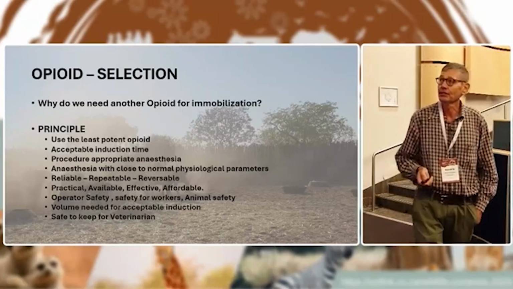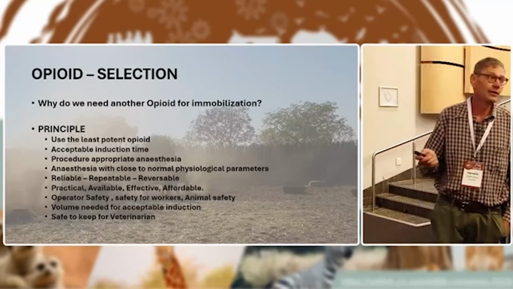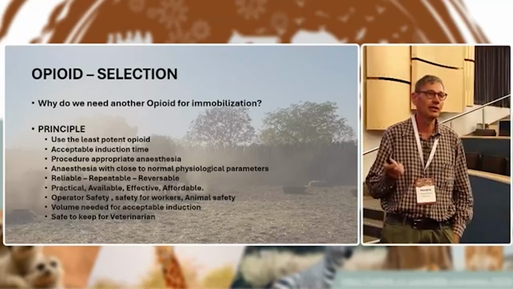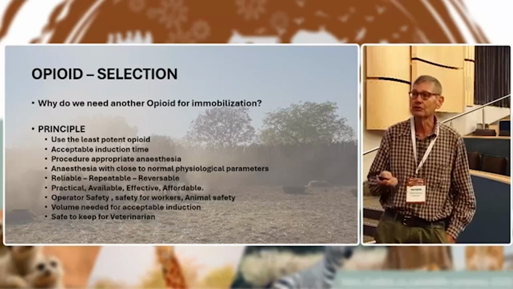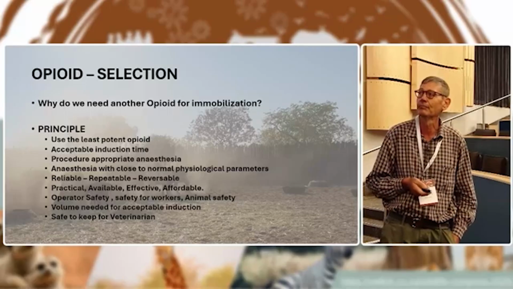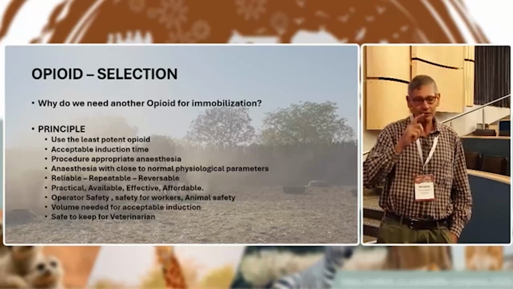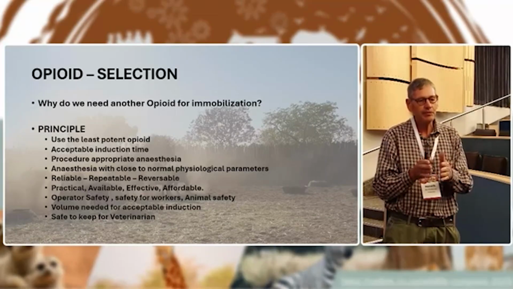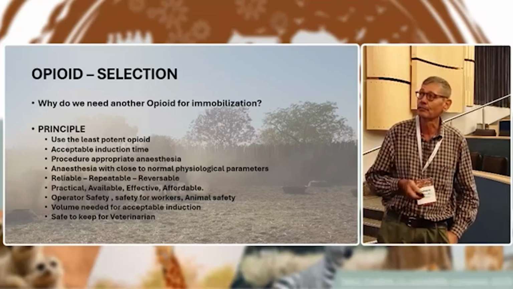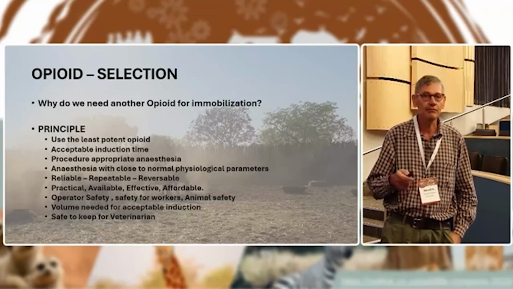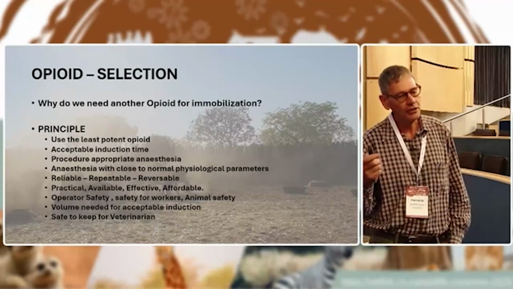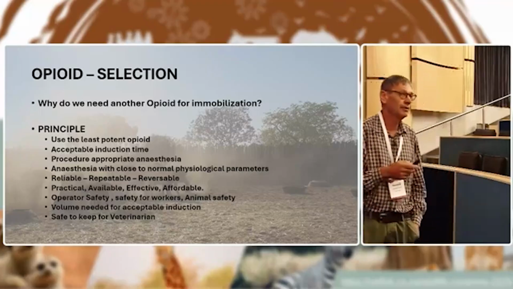Your opioid selection: to me the principle is to use the least potent opioid to get as few side effects as possible and still get a positive or acceptable downtime. We need different opioids or different cocktails to have procedure-appropriate anesthesia, because everybody has a different goal for a specific immobilization.